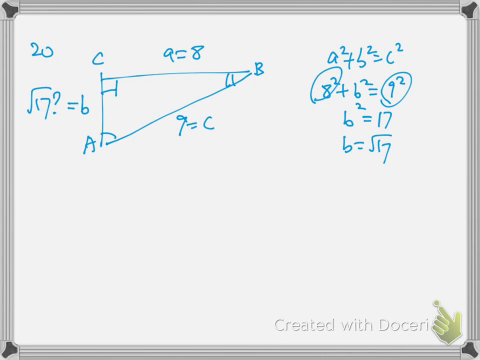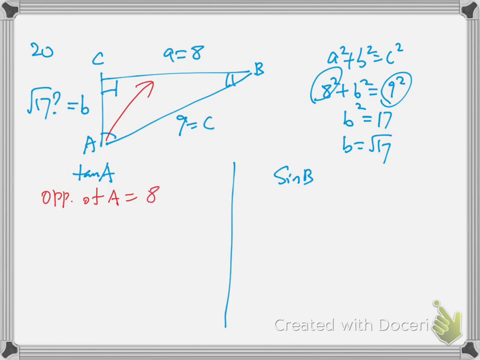Now they want to find tangent A and sine B. In class I said you have to write down the opposite, adjacent and hypotenuse for A and B separately, right? What's the opposite of A? Opposite of A, we go inside, we got 8. The adjacent of A will be radical 17, hypotenuse is 9. Now for angle B, we go inside, so let's change to green color. Opposite will be side B, radical 17.